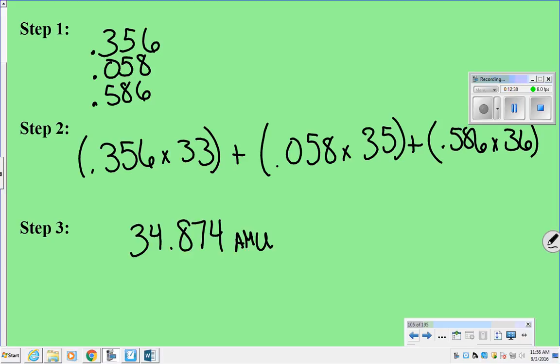So you should have gotten 34.874 atomic mass units. Again, the AMU is the atomic mass unit. That is the unit that we use for things in the actual atom. Now, think about if your answer makes sense or not. This is between 33 and 36, so it's a great answer. It is a little bit on the lower side, which for the most part makes a decent amount of sense because 33 is so low, we have a decent amount of that.